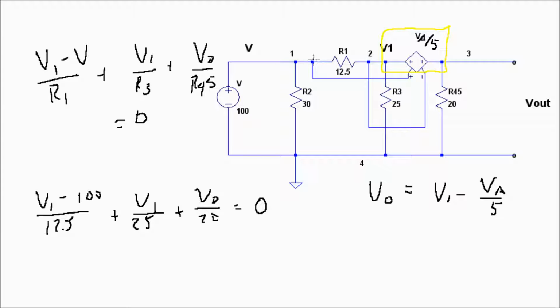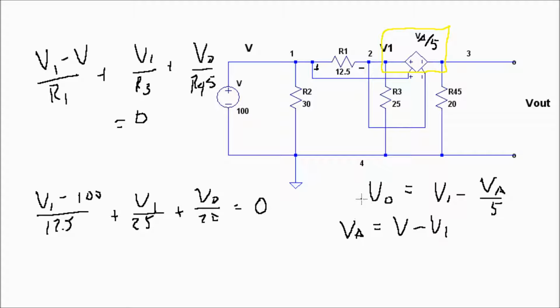Well, V delta is the value across this resistor. So now we can simplify that a little bit better. V delta, we still don't know what that is, but that's just going to be V minus V1. Since this dependent voltage source is positive here and negative there, this is going to be V minus the value at V1. And that's going to be the V delta.